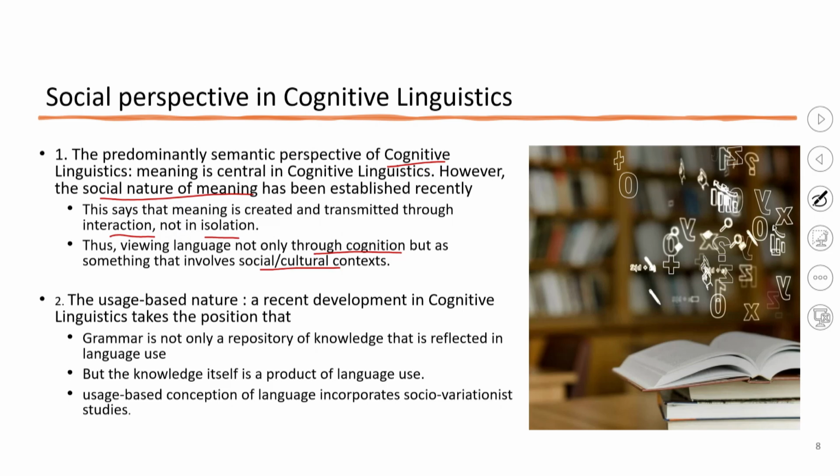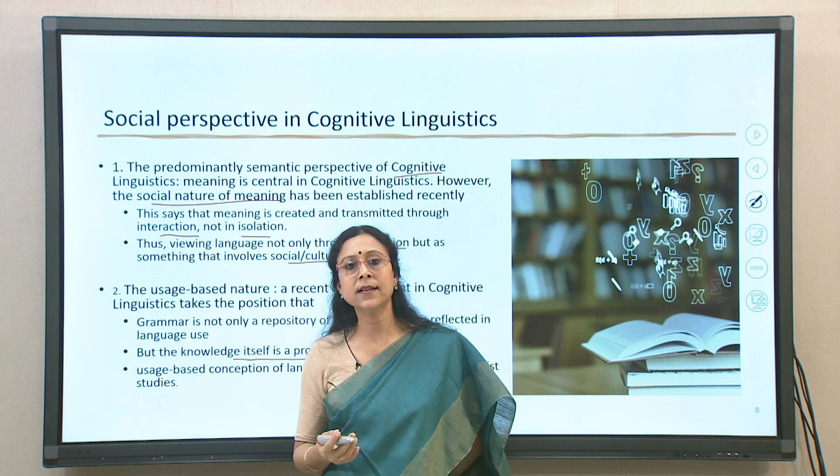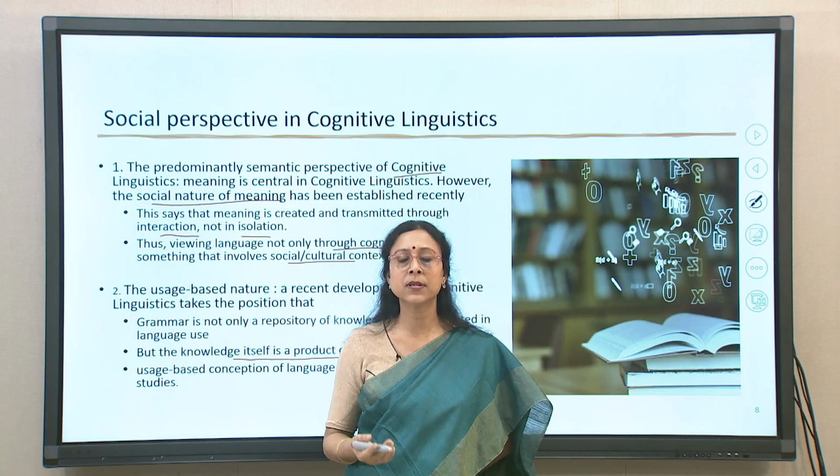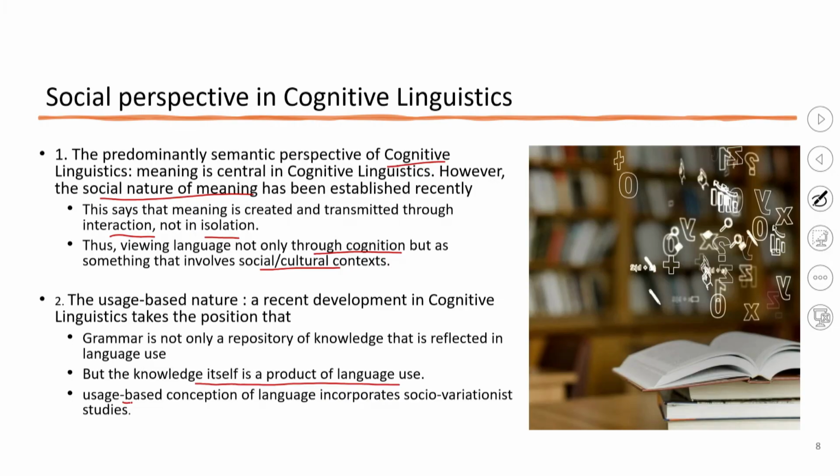Secondly, the usage based nature. A recent development in cognitive linguistics takes the position that grammar is not only a repository of knowledge that is reflected in language use, but the knowledge itself is a product of language use. So, the knowledge that we take for granted in language, or the structure of language, is often a result of language use, the way you use it, other people's intervention, addition and so on. As a result, usage based conception of language incorporates the socio variationist studies automatically. So, these are the two important turns in the trajectory of the development of cognitive linguistics as a field.